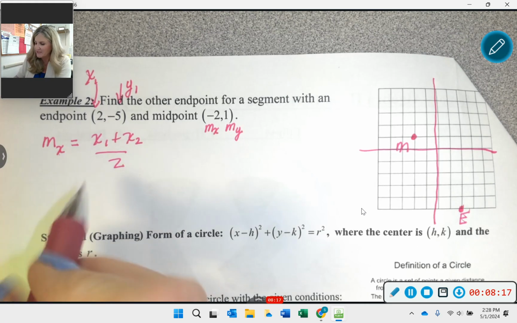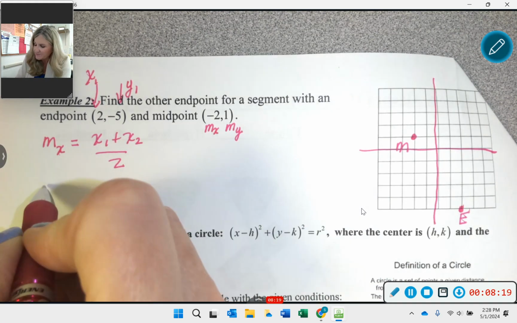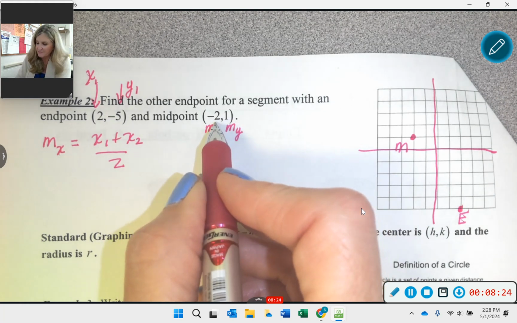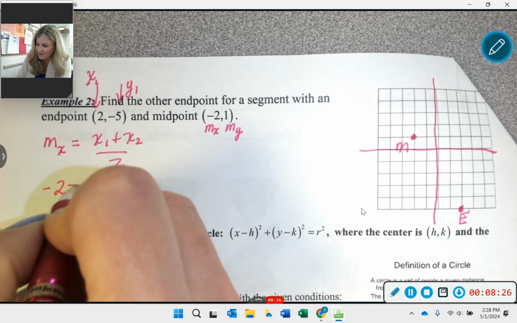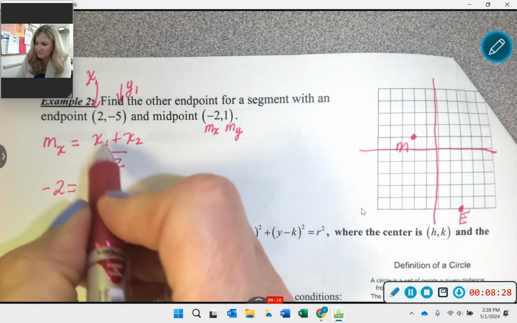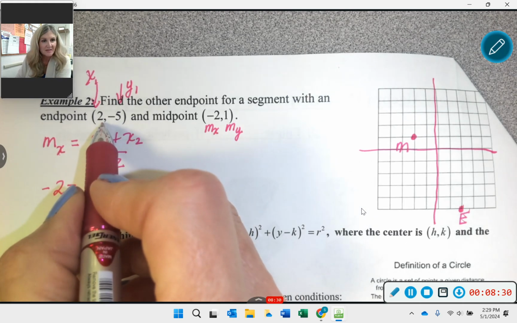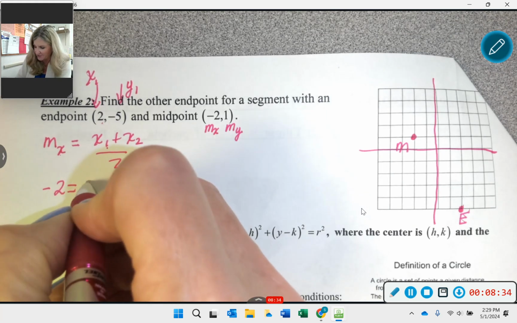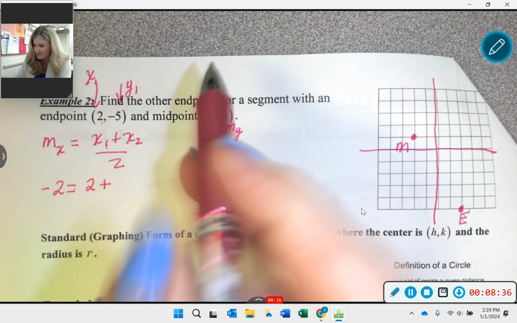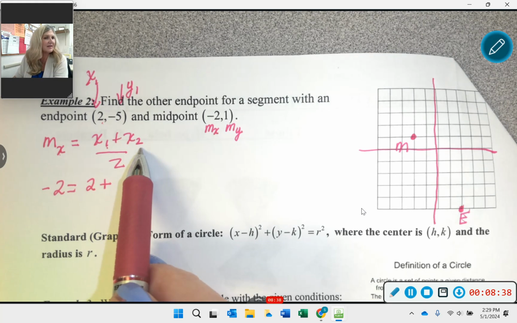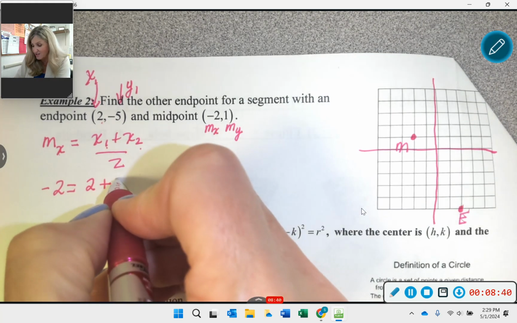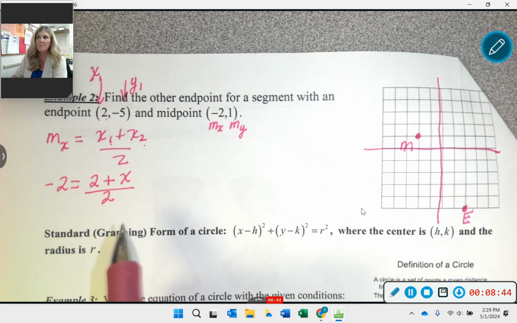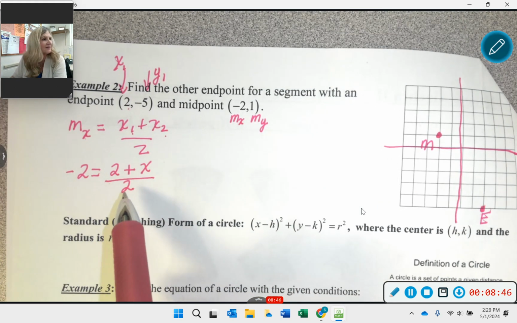What's my midpoint's x value? Looking right here, -2, right? I'm going to sub in x sub 1, which is the x coordinate of the endpoint. So that's going to be 2 plus. Do I know what that second point is yet? No. So I'm just going to call it x instead of x sub 2, and then divide it by 2. Do you guys know how to solve a problem like that?